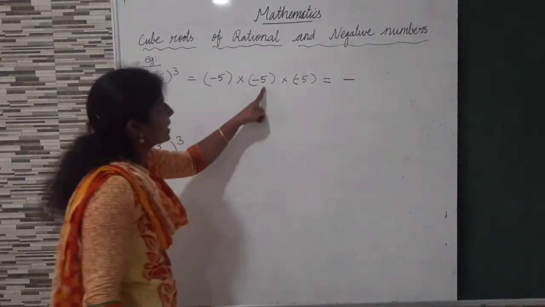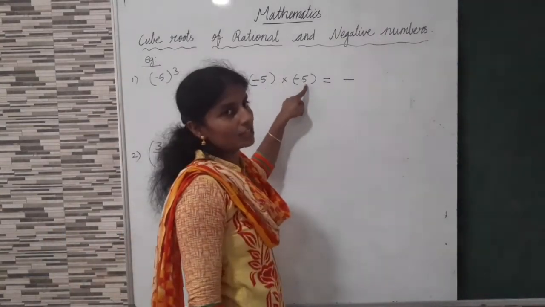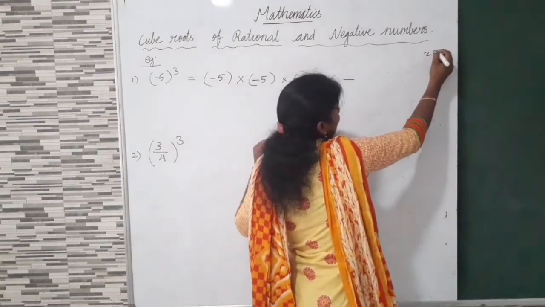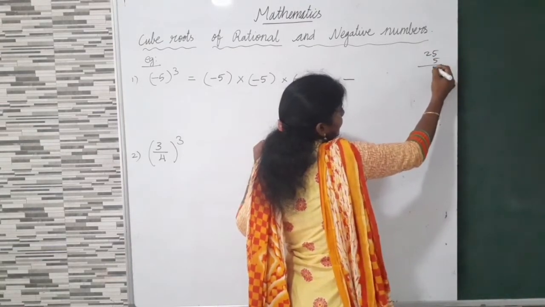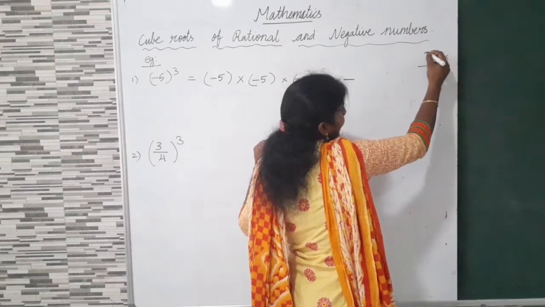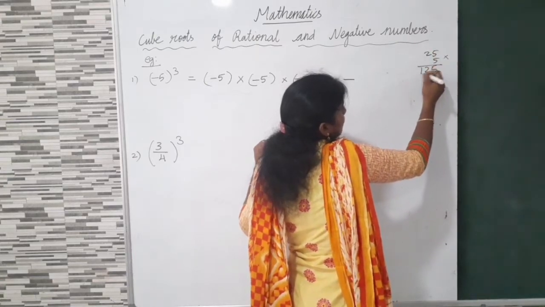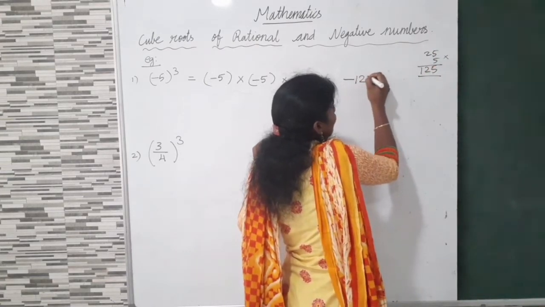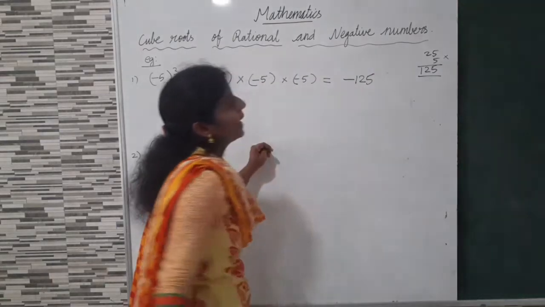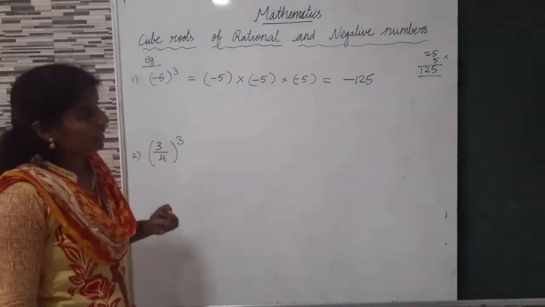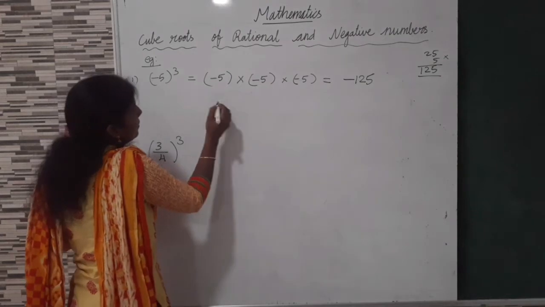Now 5 5s are 25. 25 into 5, 125. 5 5s are 25, 2 balance, 5 2s are 10, 10 plus 2, 12. So the answer is minus 125.